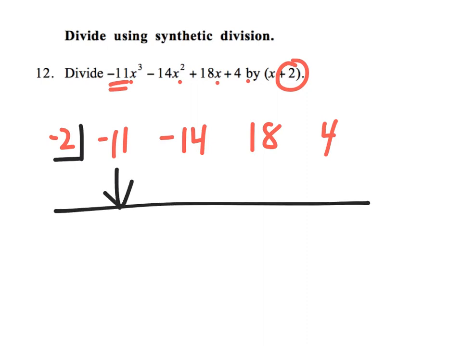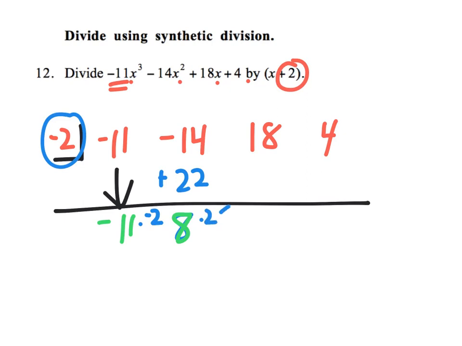Again, we're going to bring the first number down, negative 11. We're going to multiply it by whatever's in the box, so times negative 2. Gives me a positive 22. And then we're going to add. So 22 minus 14, I'm sorry, my brain's not working, is 8. So we have 8. Let's make it green. And then we're going to do times 2. That's going to go here. It's 16. Our next one, we have 18 plus 16. That's going to give me 34.